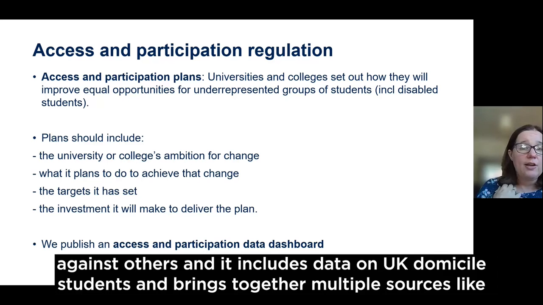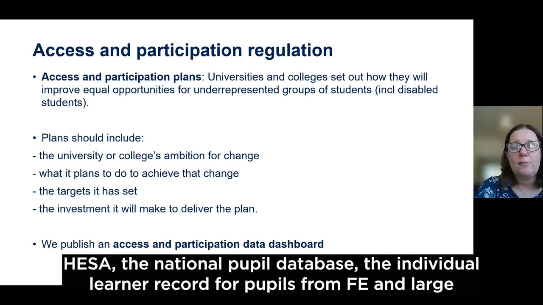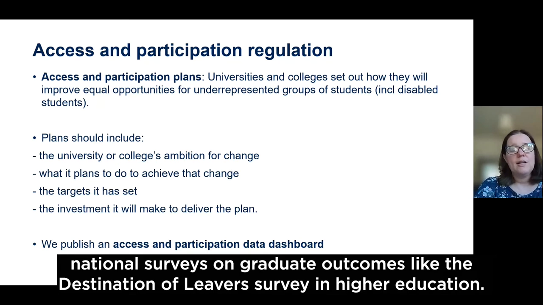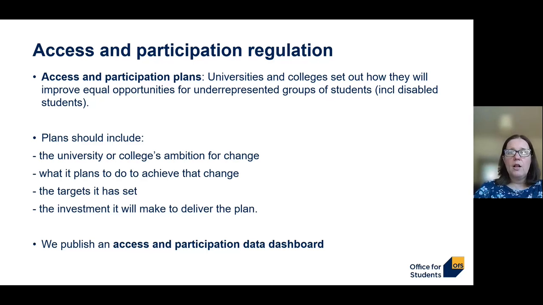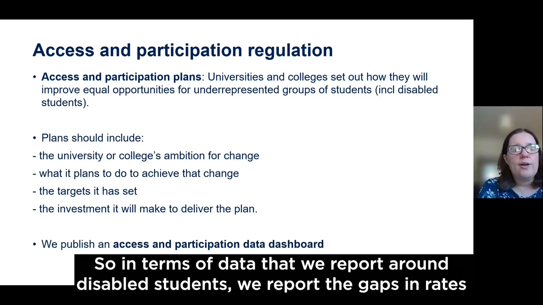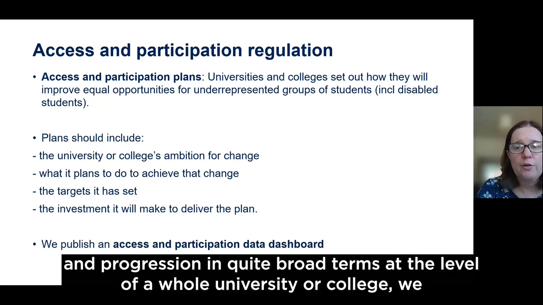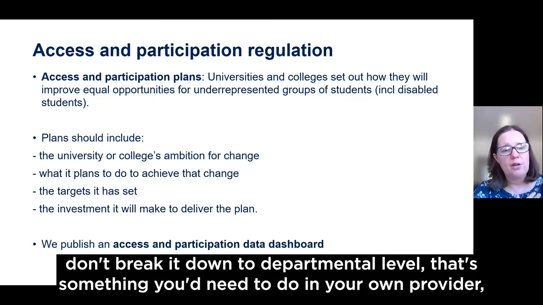And it includes data on UK domiciled students and brings together multiple sources like HESA, the National Pupil Database, the Individualised Learner Record for pupils from FE, and large national surveys on graduate outcomes like the Destination of Leavers survey in higher education. So in terms of data that we report around disabled students, we report the gaps and rates in progression in quite broad terms at the level of a whole university or college. We don't break it down to departmental level.